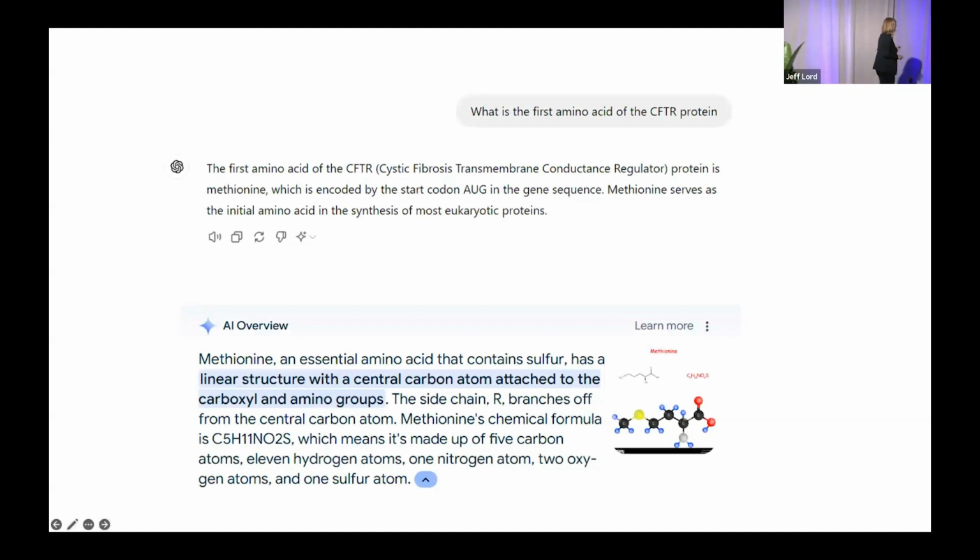So the first amino acid of the CFTR protein is methionine, which is encoded by the start codon AUG. Okay, take notes. In the gene sequence, methionine serves as the initial amino acid in the synthesis of most eukaryotic proteins. And here's the structure of it.